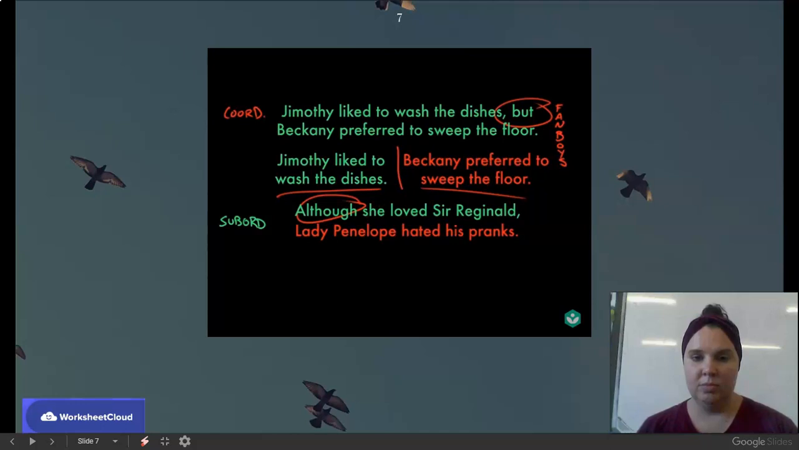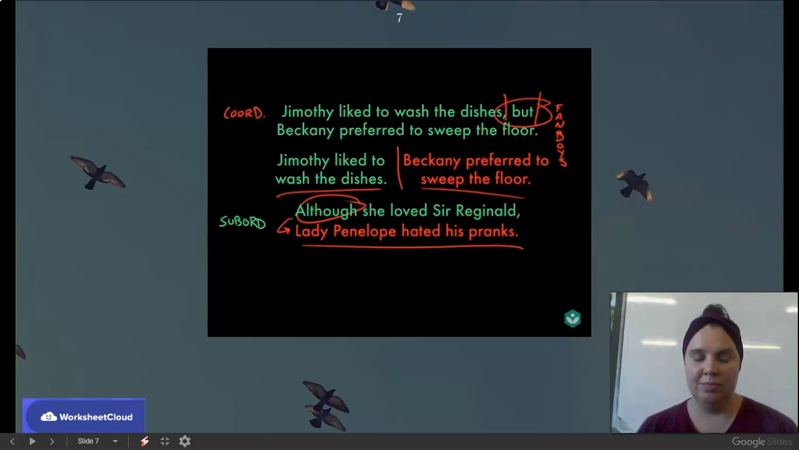Whereas this subordinating conjunction sentence that begins with although cannot be separated into two sentences. Although she loved Sir Reginald, Lady Penelope hated his pranks. So Lady Penelope hated his pranks, that's a sentence. Although she loved Sir Reginald, that's not a sentence. This is a dependent clause. So this can be split.